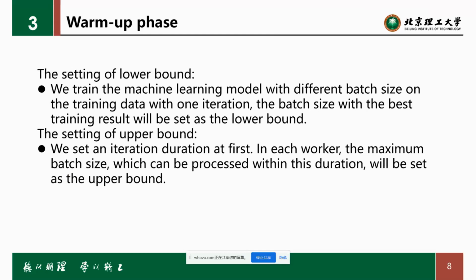For getting the upper bound, we set an iteration duration at first. The iteration duration is the maximum training time that can be tolerated. In each worker, the maximum batch size which can be processed within this duration will be set as the upper bound.